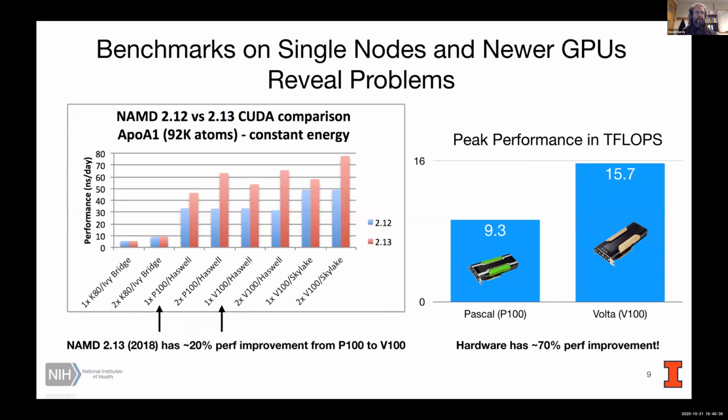However, when we have done benchmarks on single nodes or newer GPUs, it's revealed problems. And so we can take a look at, say, the NAMD 2.13 performance going from Pascal to Volta, and we saw a 20% performance improvement just when we're running our standard 8x1 benchmark on just a single GPU. However, the hardware itself had a 70% performance improvement. So we haven't been taking full advantage of the GPU.